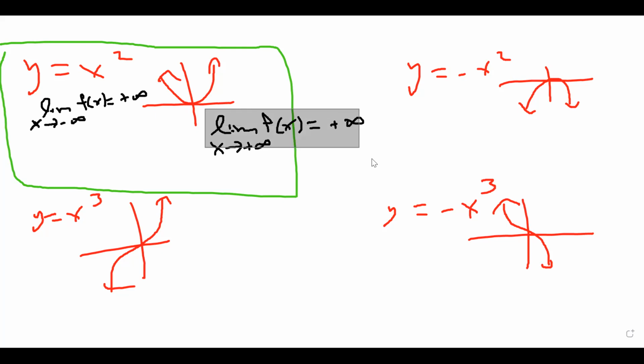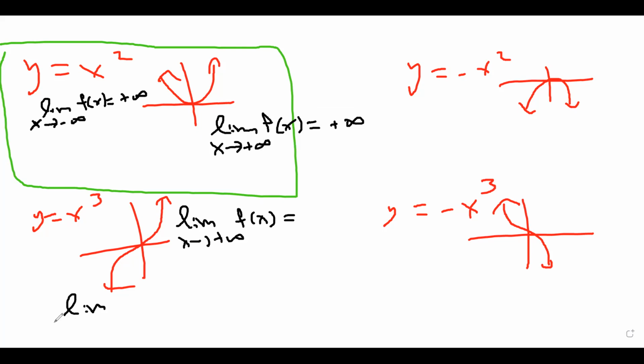Let me copy and paste this. Can't copy and paste. So let's look at this one now. The limit as x approaches positive infinity of f of x equals, and the limit as x approaches negative infinity of f of x equals. So now look at y equals x cubed. Look at the right arrow. Is the right arrow pointing up or down? Is the left arrow pointing up or down? Down. So you're going to write negative infinity for the left arrow and positive infinity for the right arrow.